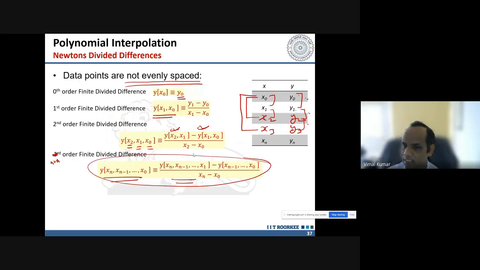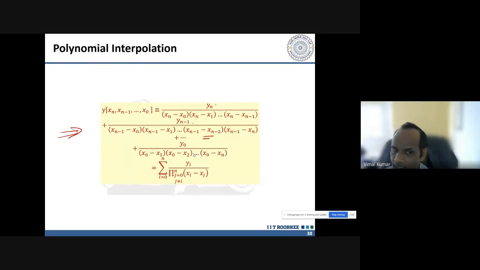We have rearranged this expression so that the nth order results in this equation: yn plus yn minus 1 plus till y0. So it is the summation of all the y's divided by the product of the differences between x values, but j should not be equal to i, with j from 0 to n. So we obtain this expression, the general expression for divided difference.